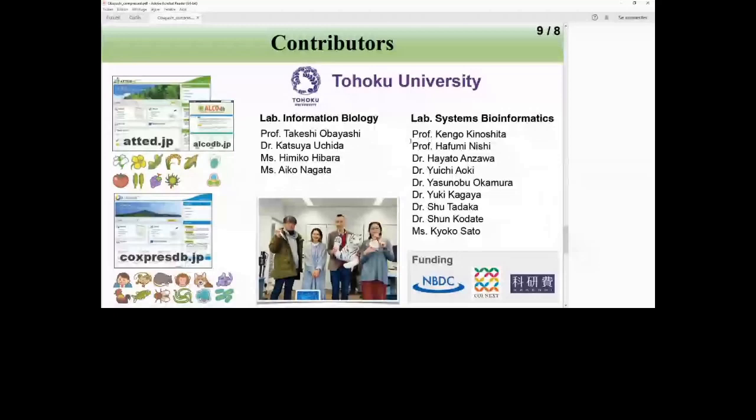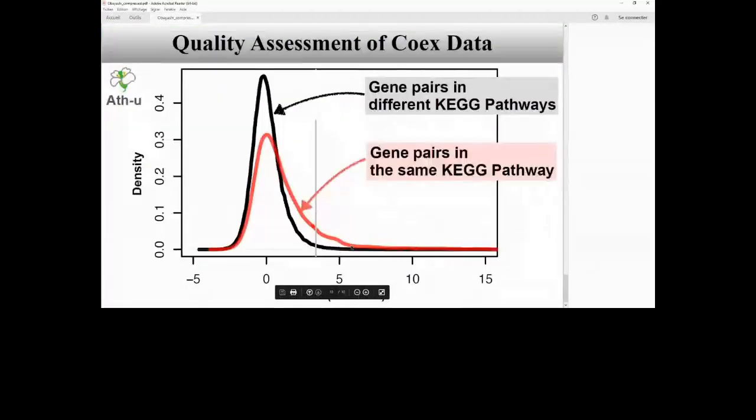The x-axis is our score, the co-expression data, and we make two distributions: gene co-expression data in different KEGG pathways and co-expression data in the same KEGG pathway. This is basically the ROC curve, and we calculated the AUC. But the point is, we specifically focus on the low false positive area. That means the right side, the difference on the right side, is enhanced in this AUC calculation.